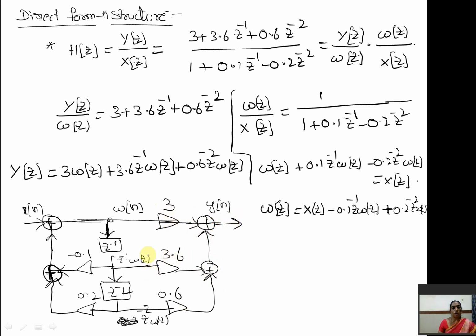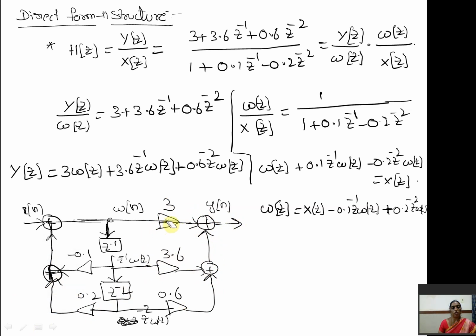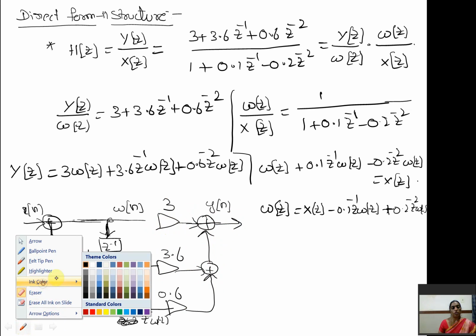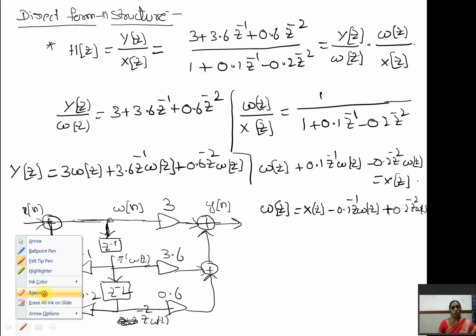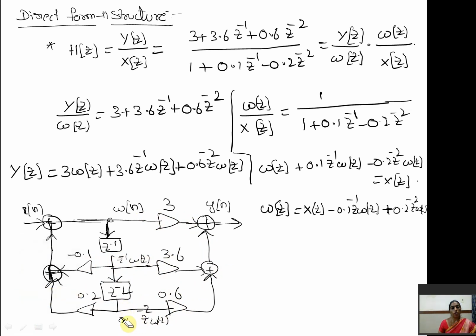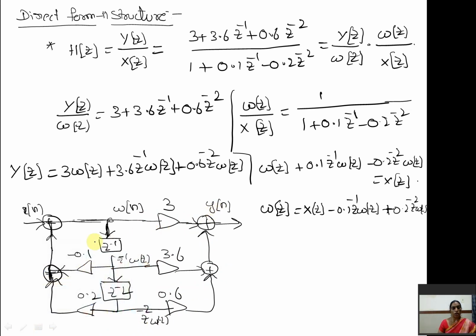So here 3 into W of z, then 3.6 into z inverse of W of z, and here 0.6 into z power minus 2 W of z. In this way you can get Y of z.